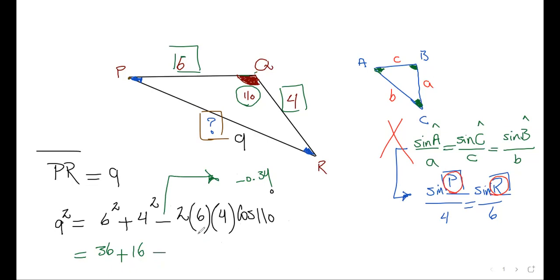Minus 2 times, how much, 2 times 6? 12. 12 times 4, 48. Let me write this: 2 times 6 times 4 times minus 0.34. Now look at this. I have 36 plus 16. How much? 52.